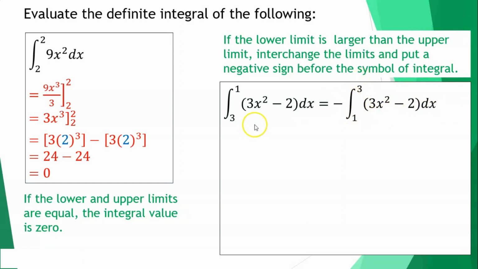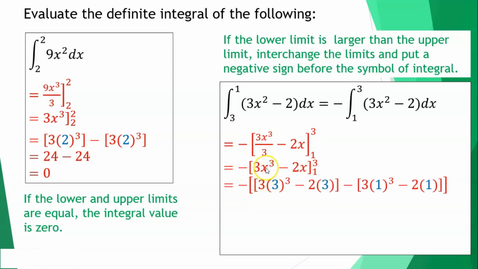At this point, the same process, let's solve for its indefinite integral, but don't forget the negative sign. So this would become negative 3x cubed over 3. The integral of 2 is 2x evaluated from 1 until 3. Take note, we can still simplify this. So we will have negative 3x cubed minus 2x evaluated from 1 until 3. At this point, let us substitute. This x will be replaced by 3 as the upper limit, then minus, then x again will be replaced by 1 as our lower limit.